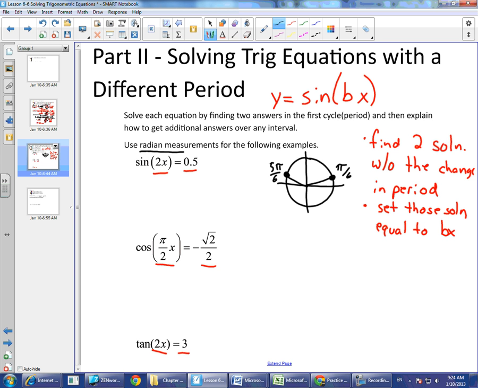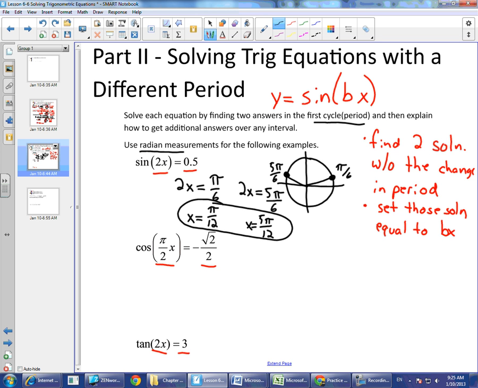Next, I'm going to set both of those solutions equal to 2x. So I'm going to say 2x equals pi over 6 and 2x equals 5 pi over 6. So my x value is pi over 12 here, and my x value is 5 pi over 12 here. These are my two solutions directly off of the unit circle. I found the two answers that are in one cycle.